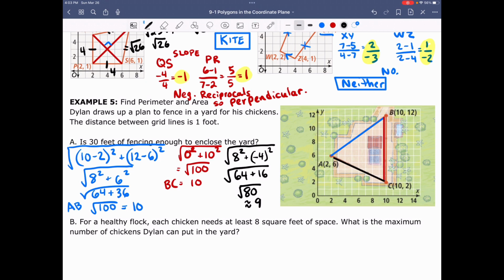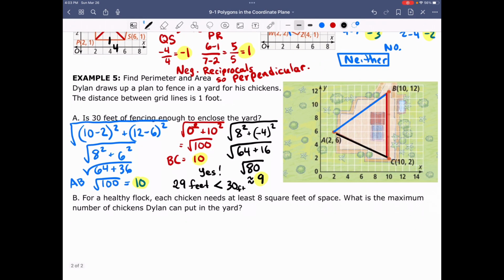You can figure it out in your calculator, but I don't really need to because this 10 plus this 10 plus something a little bit less than 9 is close to 29 feet. And he has 30 feet of fencing. So 29 feet is less than 30 feet. So yes, he has enough fencing.